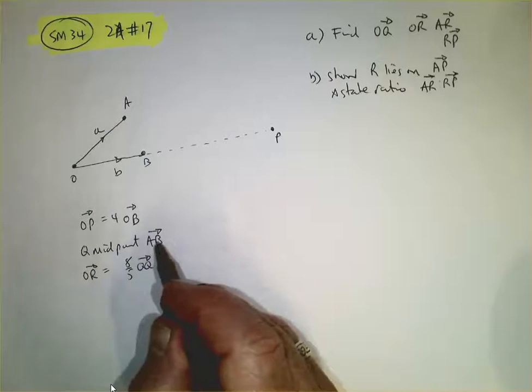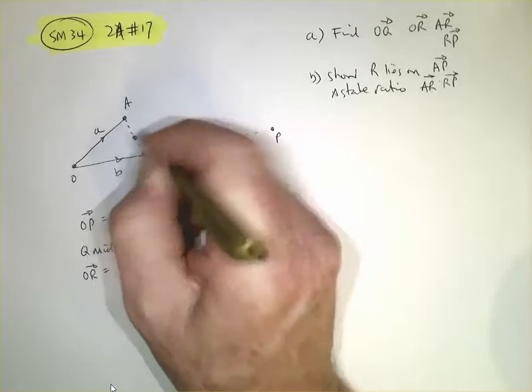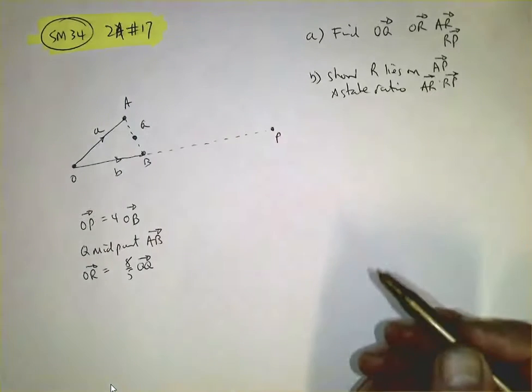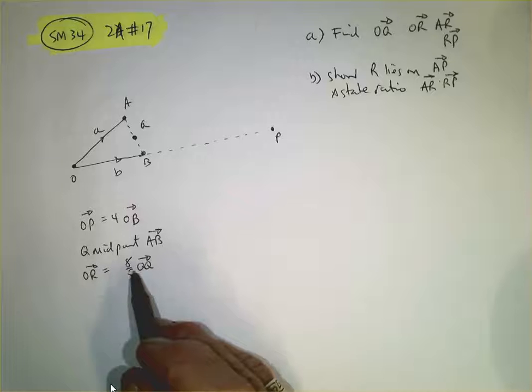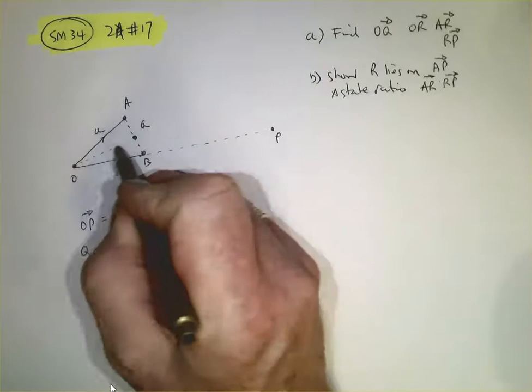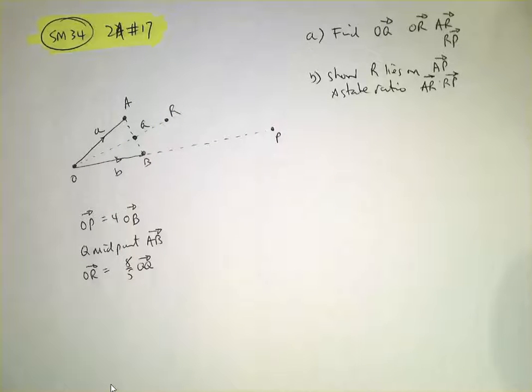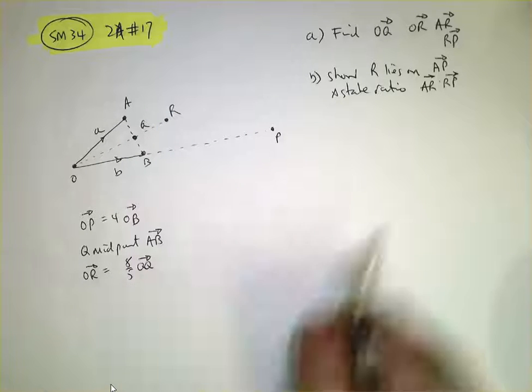Q is the midpoint of AB. It's going to be Q. And OR is 8/5 of OQ. So here's OQ, 8/5 is more than 1. So that's where R is going to be. So there's my drawing.